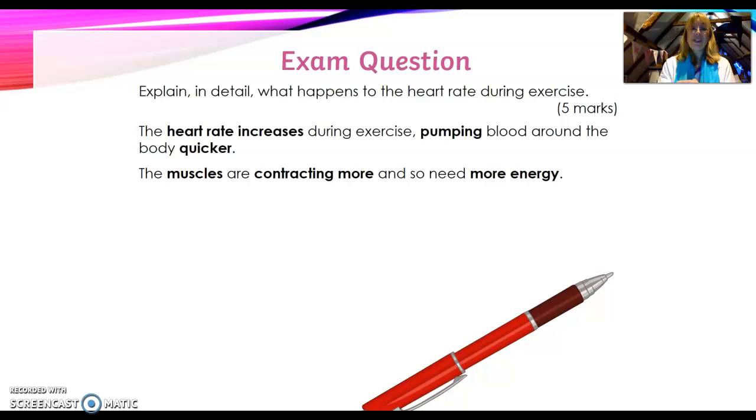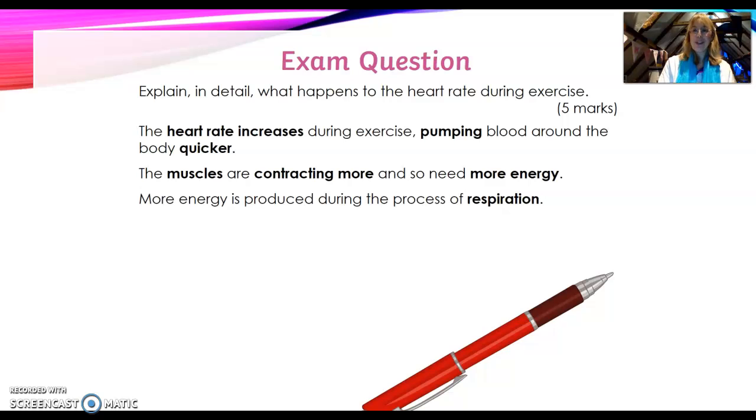So the muscles need to contract more because they're exercising. Your leg muscles are doing lots of work as you're running, and therefore they will need a lot more energy. So where does that energy come from? That energy is produced, or should we rather say, that's a real trap over there, we shouldn't say produced, we say it's released during the process of respiration.